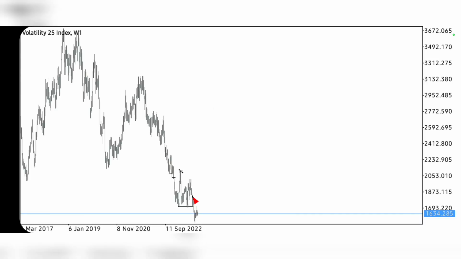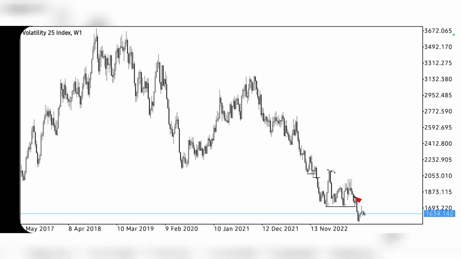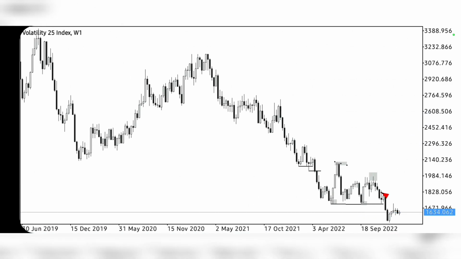Now you can also use the weekly time frame to identify your move in the markets. Now, as you can see on this weekly time frame, even the structure range that we marked out on the daily time frame is a range structure for the weekly time frame. You can see it here.